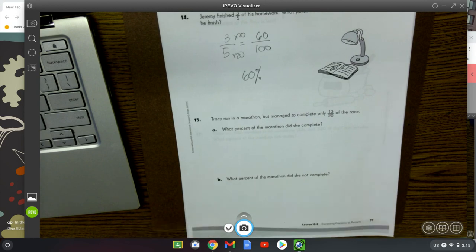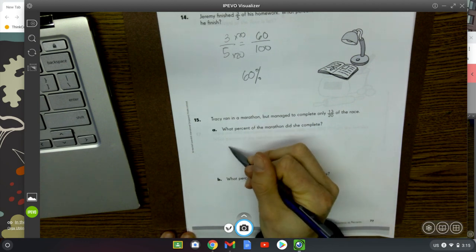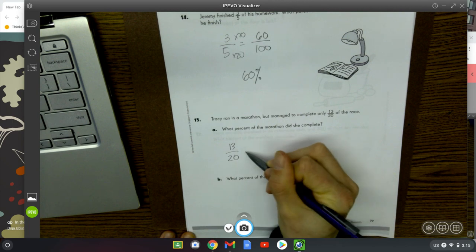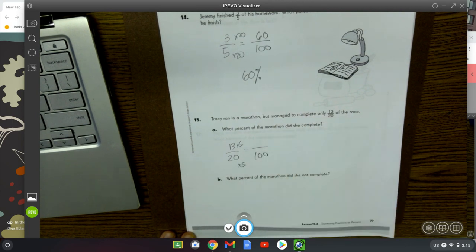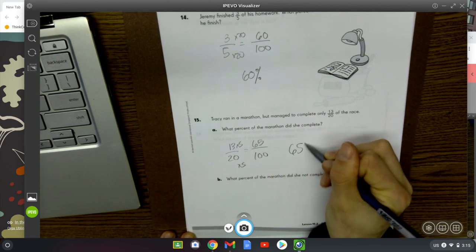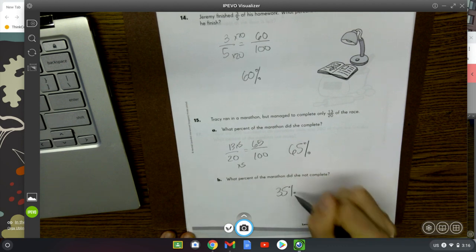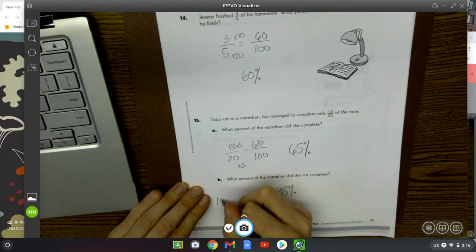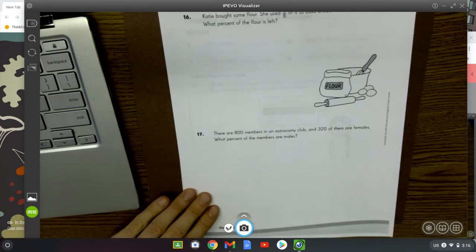Tracy ran a marathon, but managed to complete only 13/20 of the race. What percent of the marathon did she complete? That's pretty good. Marathon's pretty long. 13/20. We want it to be out of 100. Multiply that by 5. Multiply that by 5. We did 13 times 5 earlier. We know it's 65%. 65% finished. She did not finish 35% of it. Or we can do 100 minus 65 equals 35% to show our work here.